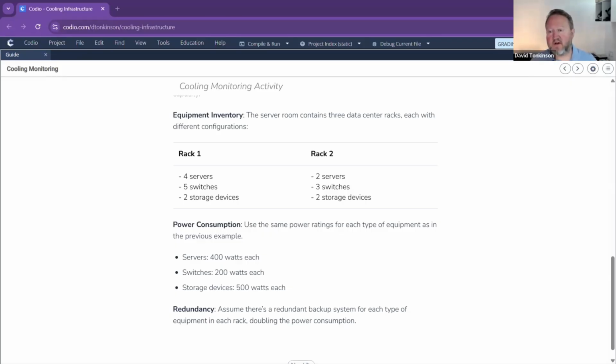So 800 watts times our magic number of 3.412, plus 3 switches at 200 watts. So that's 600 watts. And then 2 storage devices at 500 watts each, which is 1,000 watts.